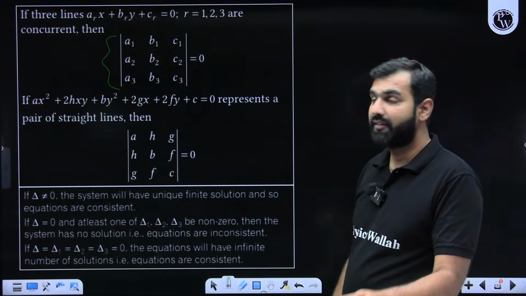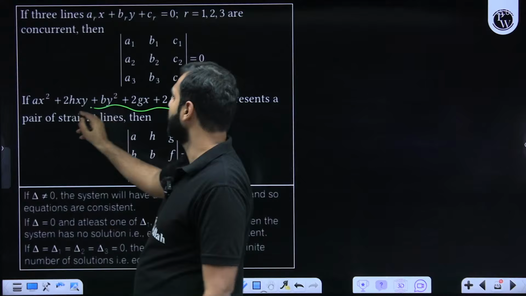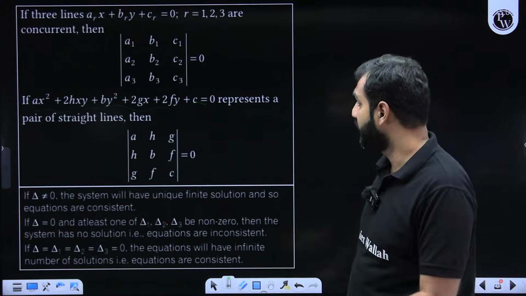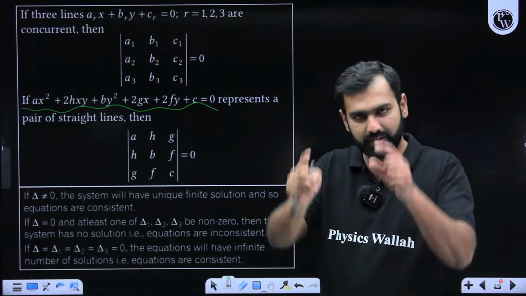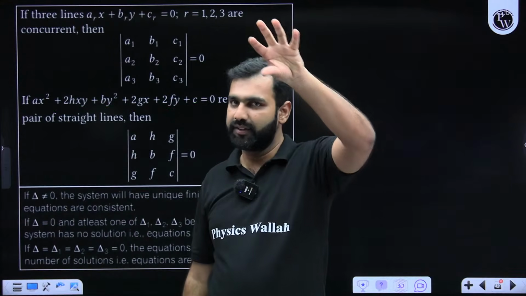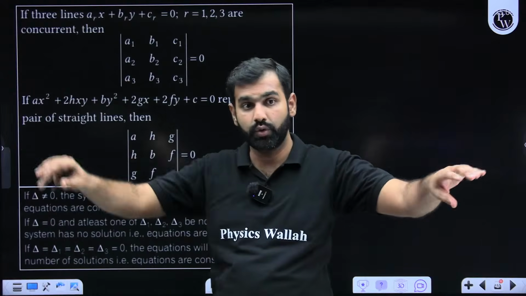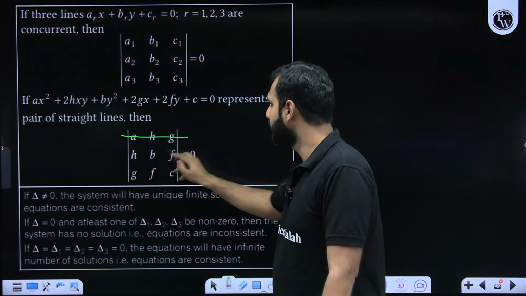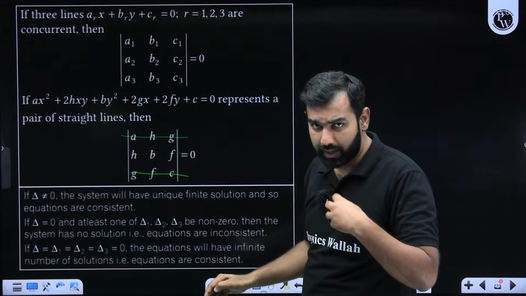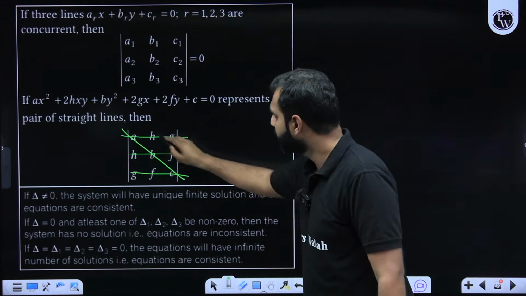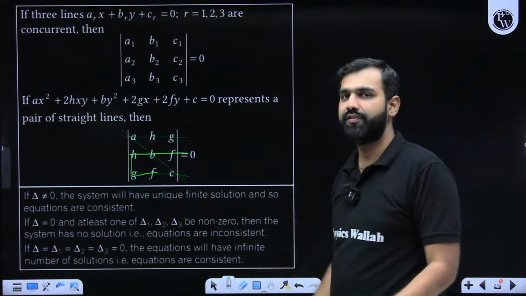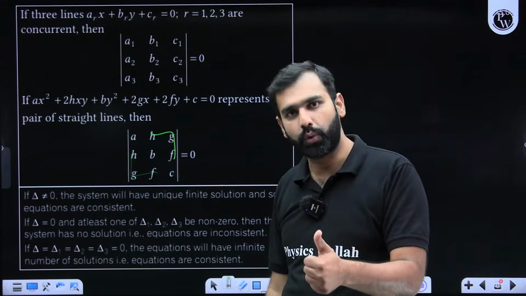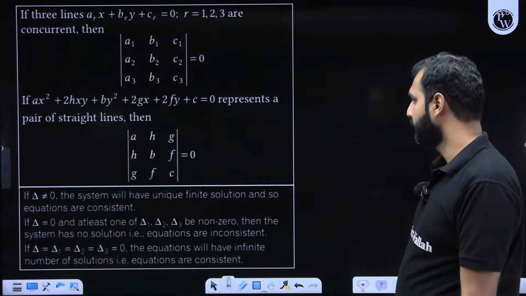Similarly, let's say I'm given a second degree equation, and I need to verify whether this represents a conic or a pair of straight lines, because there are two possibilities. It represents either a pair of straight lines or a conic. So if it represents a pair of straight lines, then we take the determinant with rows A H G, H B F and G F C. How do I remember it? ABC, HGF, HGF. If this determinant is 0, then it represents a pair of straight lines. Otherwise, conic: parabola, ellipse, hyperbola, circle.